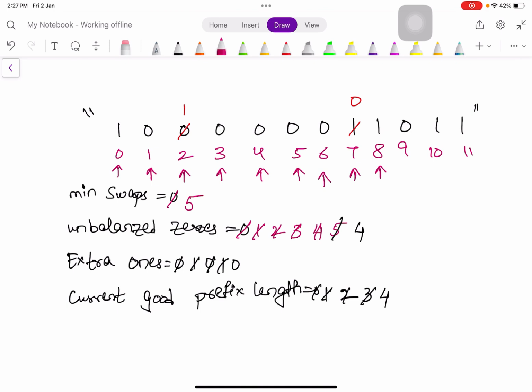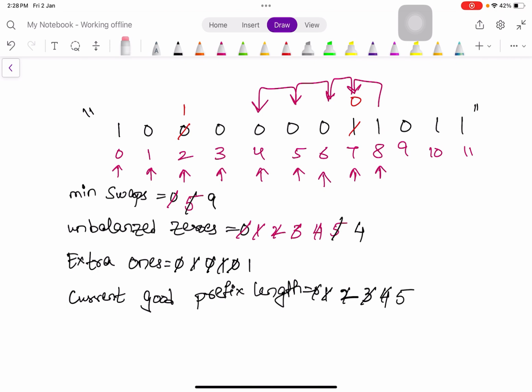So we'll see how many swaps are needed to move it to the appropriate position. In order to move it, this element should move to index 4 right now. How many swaps are needed? 1 swap, 2 swaps, 3 swaps, and 4 swaps. So 4 swaps are needed for the element at index 8 to reach index 4. Swaps gets incremented and becomes 9, and 1 extra 1 has been added. The current good prefix length will also get incremented by 1.